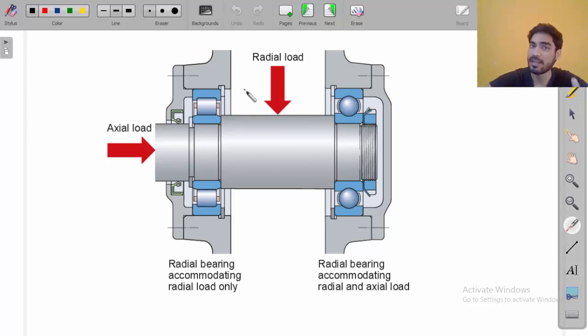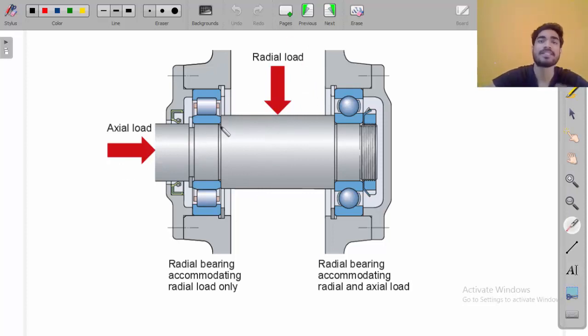Now my friend, all the loads acting on the shaft can be divided into two categories: radial load and axial load. Understand this, because we are going to use these terms repeatedly. Radial load, axial load.